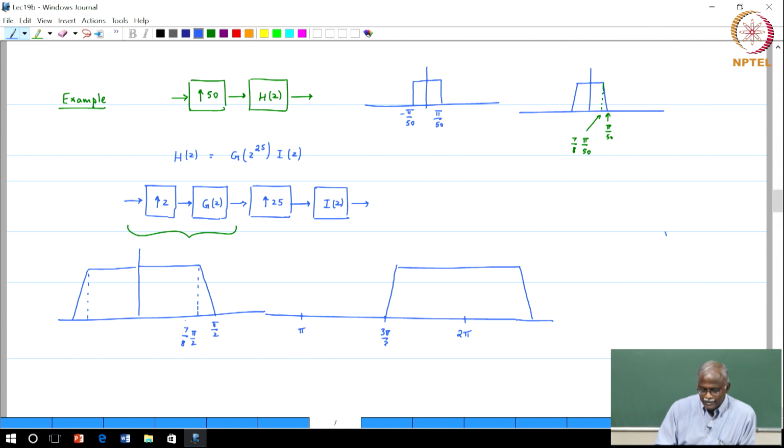Now, if this is the scenario, in all likelihood we always want the signal not to be distorted. So, in all likelihood the signal was probably in this range, so let us assume that is the range, so that the signal does not get distorted. When I upsample by a factor of 2 and pass it through this filter G of z, I want to remove the image. When I do the upsampling by a factor of 2, the signal will produce another image.